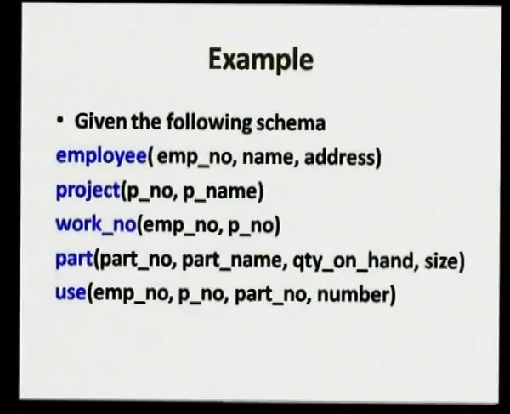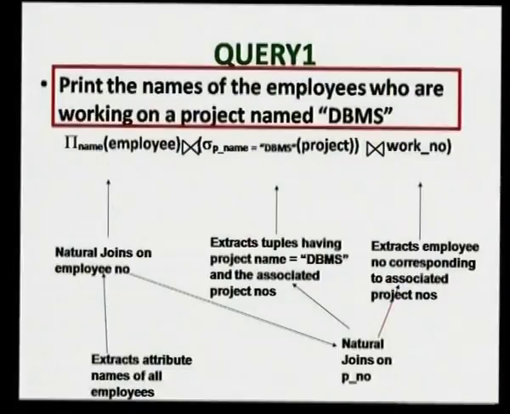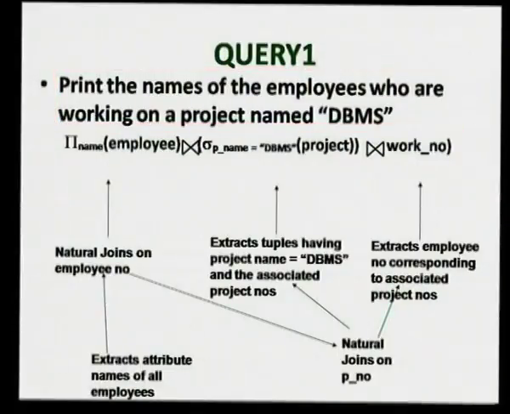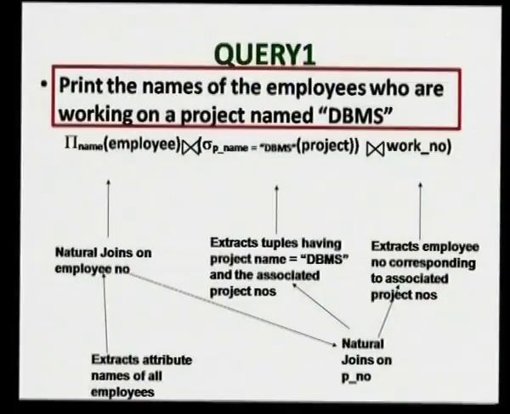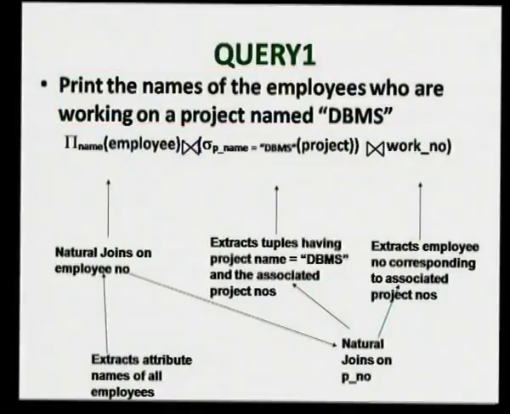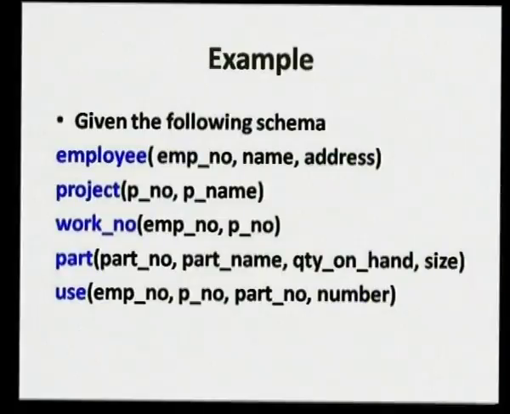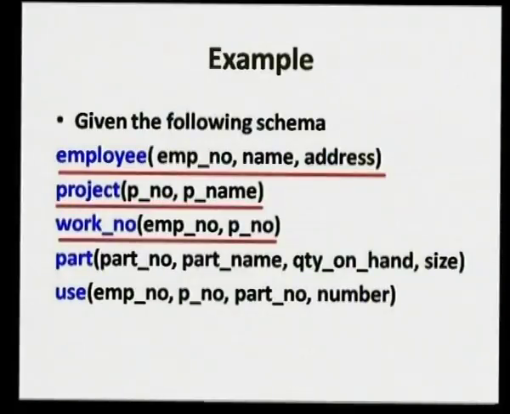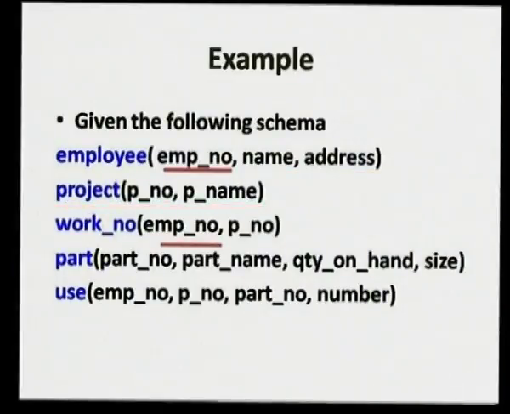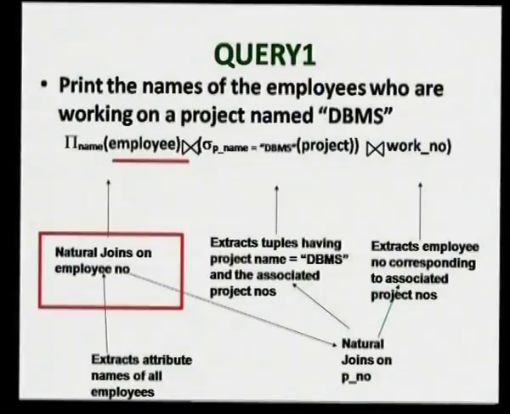These are some schemas that you have. With these schemas I have a query: print the names of employees who are working on a project named database. First, you have to decide which two schemas come into the picture. Let us look back: employee and project. So, these are the two that come into the picture. Now you have employee, project, and works on. These two are connected by employee number and these two are connected by project number.